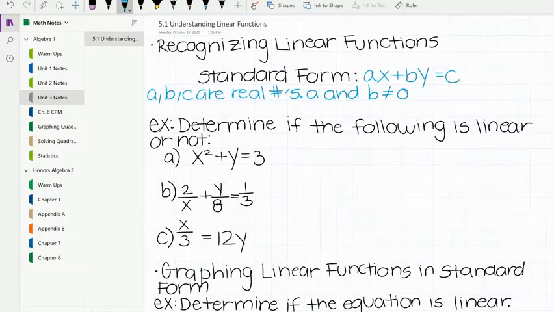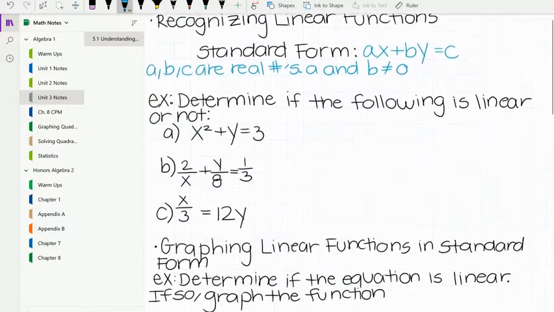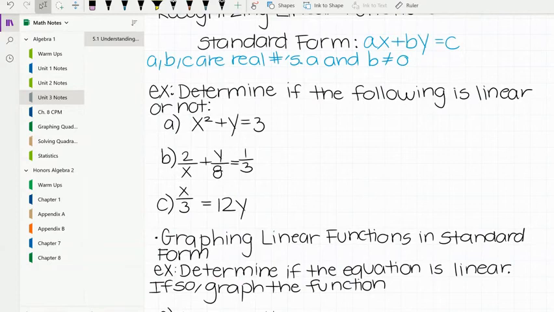You'll notice that we don't have any exponents, we don't have any variables in the denominator, and that will help us determine whether something is linear or not. For the first example, it says determine if the following is linear or not. Our first equation, we have x squared plus y equals 3. Right off the bat, we can see that we have this squared, and that's the part that makes this not linear. And we're learning as we go here.